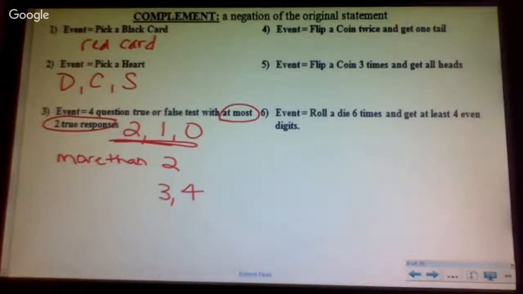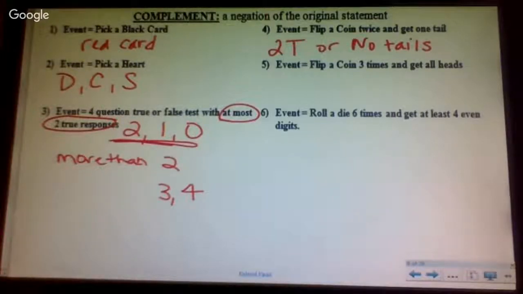Flipping a coin twice and getting 1 tail. What is different than getting 1 tail? Getting 2 tails, or in terms of tails. Oh, in terms of tails. Two tails. No, so I can get 2 tails or no tails. Okay, don't switch it and talk about heads. Keep it in terms of what they're talking about. If I get 1 tail, different than that is 2 tails or no tails.